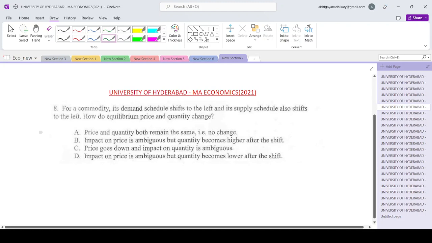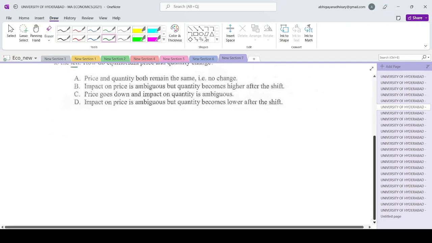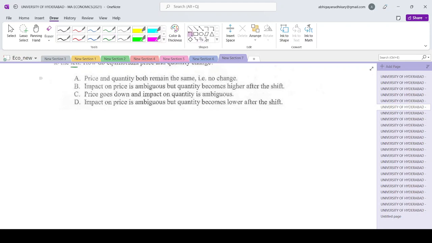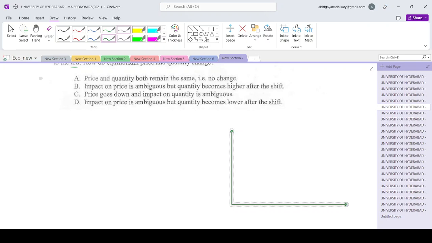Now moving on to the next question, which is question number 8 of the same paper, University of Hyderabad, M Economics 2021. So for a commodity, its demand schedule shifts to the left and its supply schedule also shifts to the left. Then how do the equilibrium price and quantity change? So obviously the best way to answer this question is to draw a diagram and evaluate the changes.